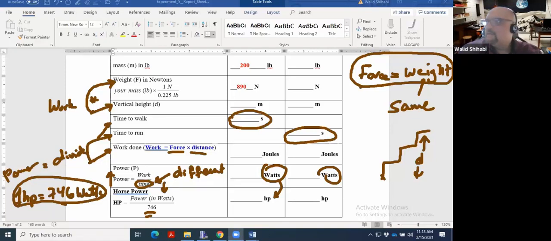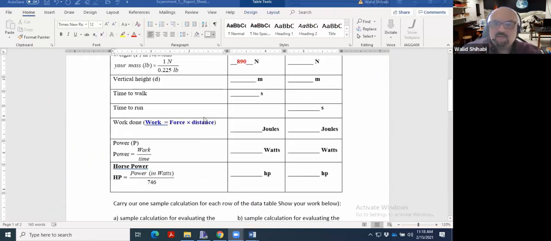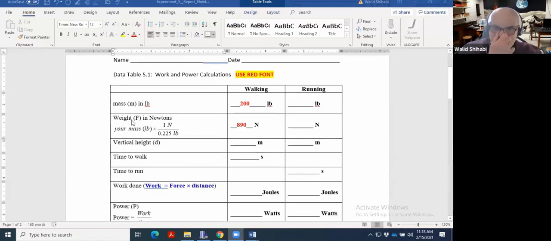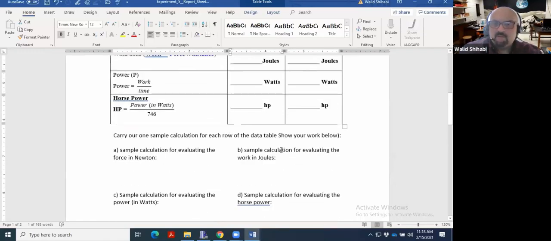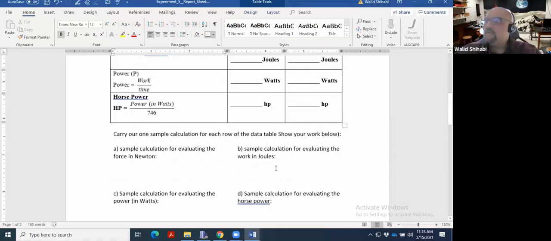but before you answer the questions, there are a few things I want you to include in your report sheet. You need to show a sample calculation for each one of those. So for calculating the force in Newton, which is this step here, how you calculated the 890, for example, you need to show the calculation, just one sample calculation. For calculating the work in joules as well. Make sure when you show the calculations to show the values and the units beside them. The units need to be in the final answer, and also beside each numerical value. Each numerical value has to have units.